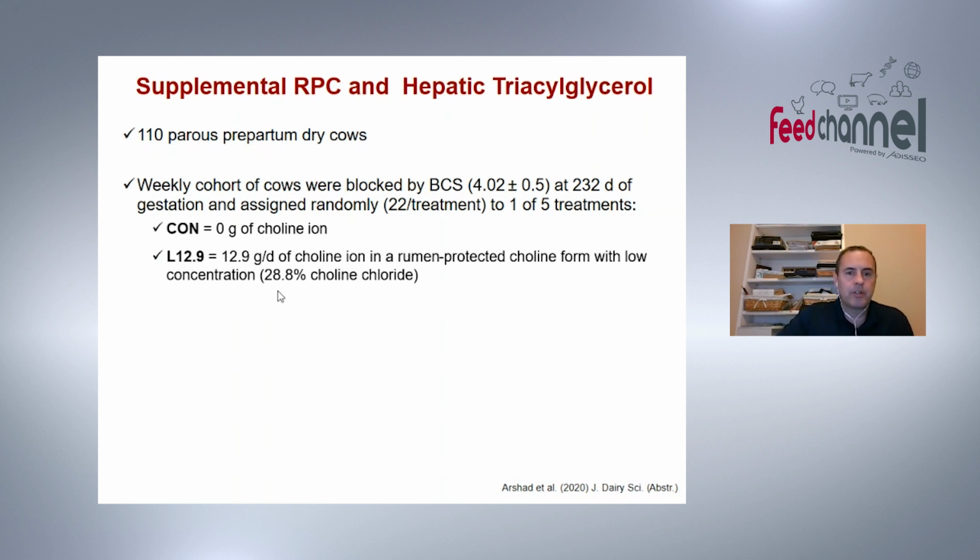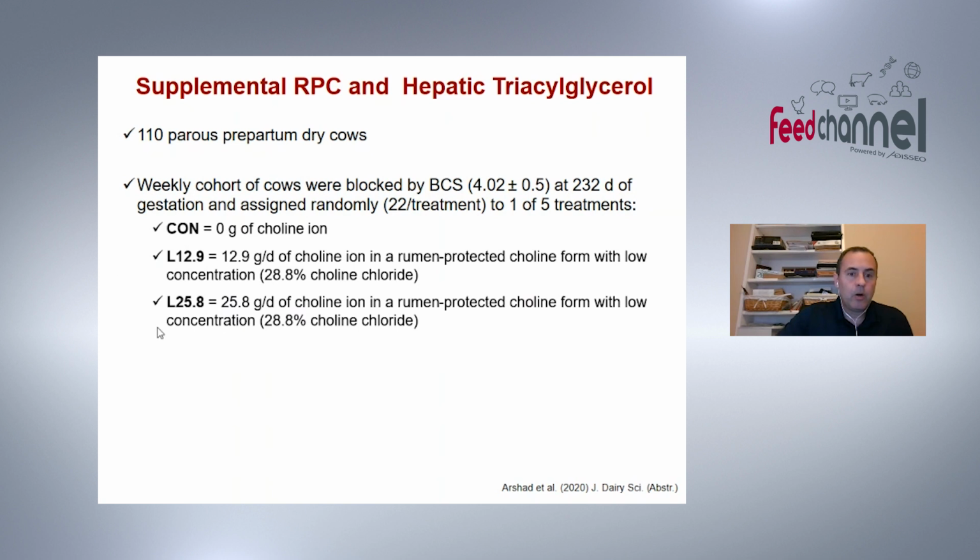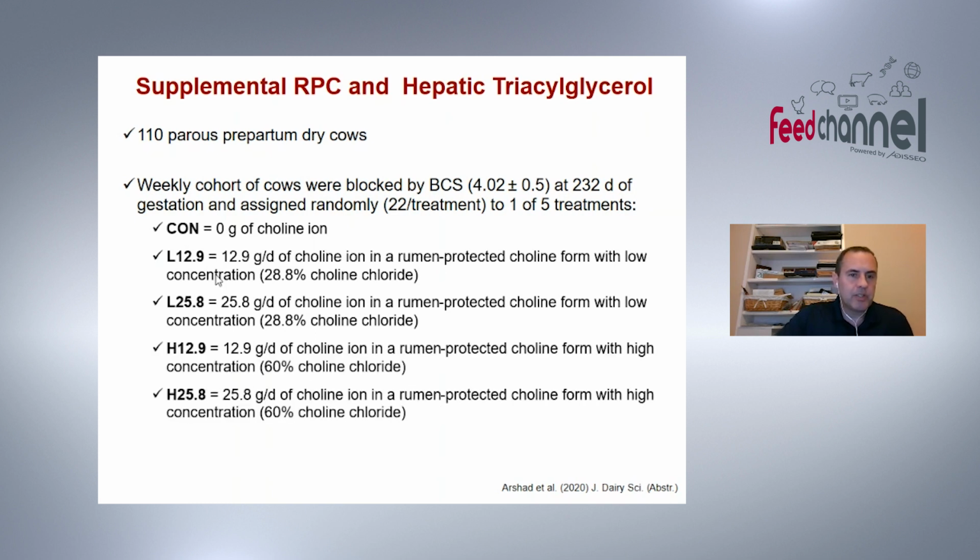low concentration of choline chloride in the entire product. So there's a lot of choline lipids. Or they receive almost 26 grams of choline ion in the same form. The next 2 treatments, we use exactly the same dose, either 12.9 or 25.8, but now they were supplied in a rumen-protected form with a high concentration of choline chloride.